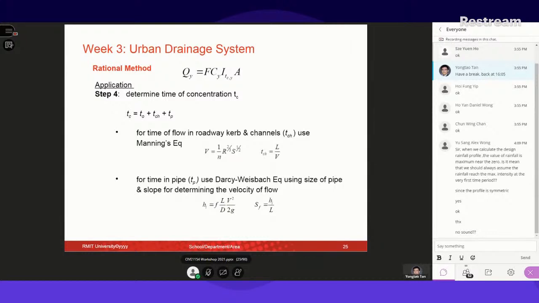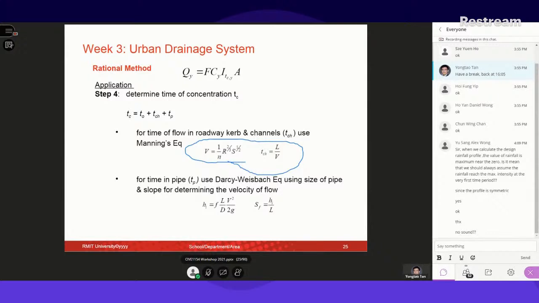Now determine the time of concentration. For the channel flow, the channel time, we use Manning's equation. Firstly, we get the velocity V, and then L over the velocity gives us the time, the channel time.